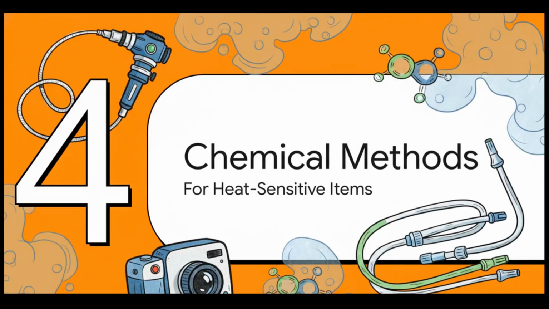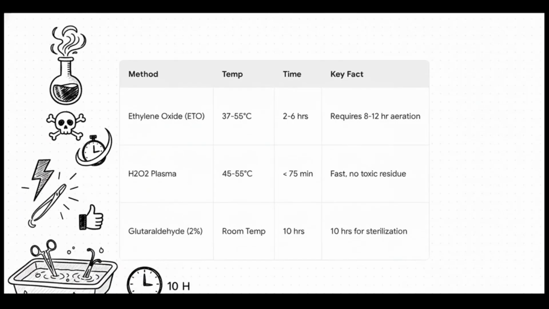So autoclaves are amazing, but what do you do with delicate instruments that would be completely destroyed by all that intense heat and steam? You know, things like expensive cameras, fiber optic scopes, certain plastics? Well, for those items, we have to turn to our low-temperature chemical methods. This table gives you a great overview of the main players, and you'll notice there are trade-offs. You've got ethylene oxide, or ETO. It's an old-school classic, but look at that aeration time, 8 to 12 hours. That's because the gas is toxic and has to be aired out.